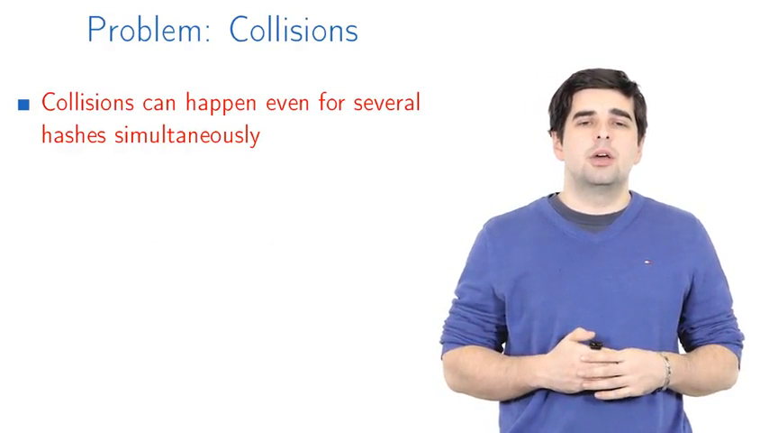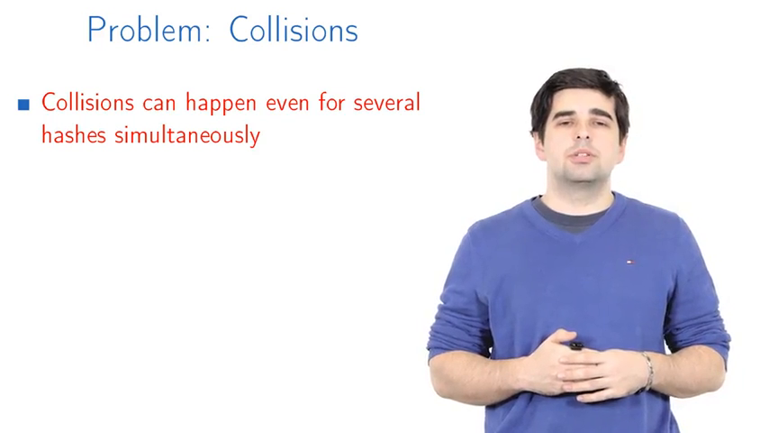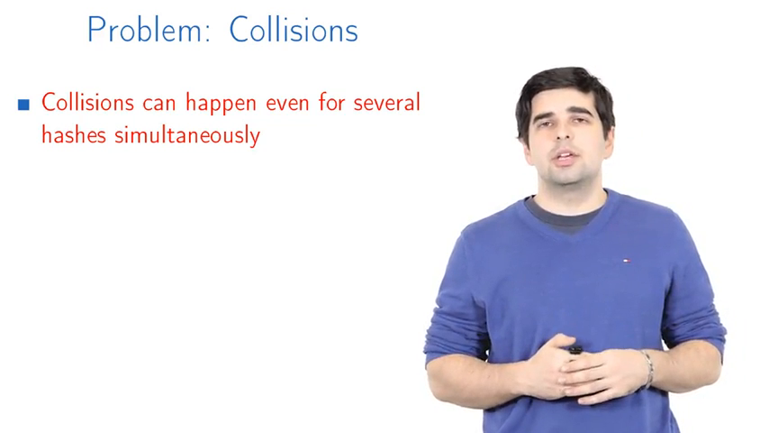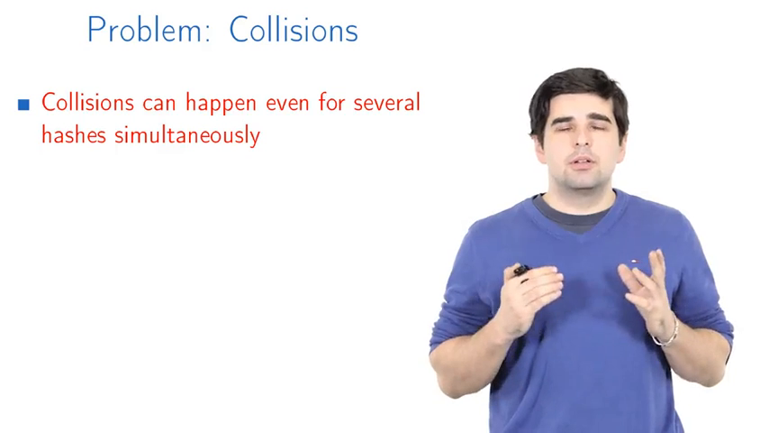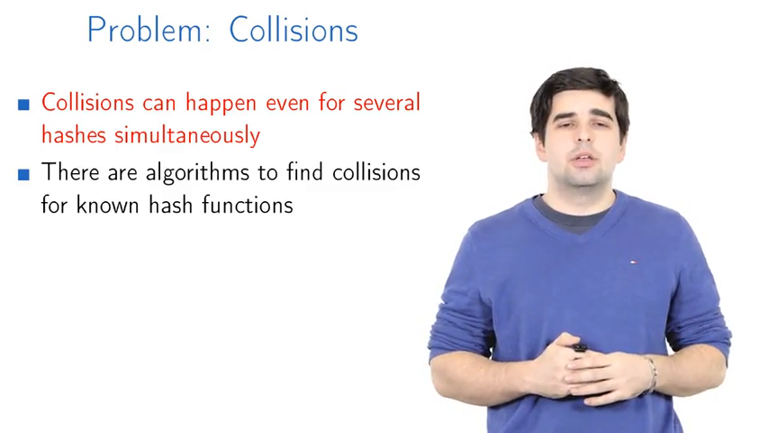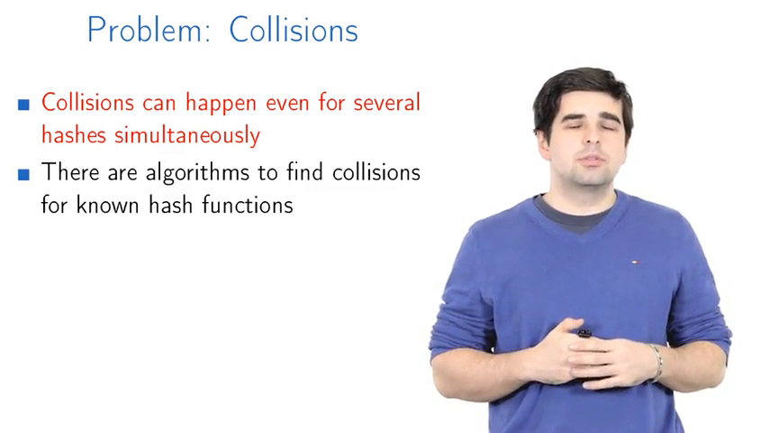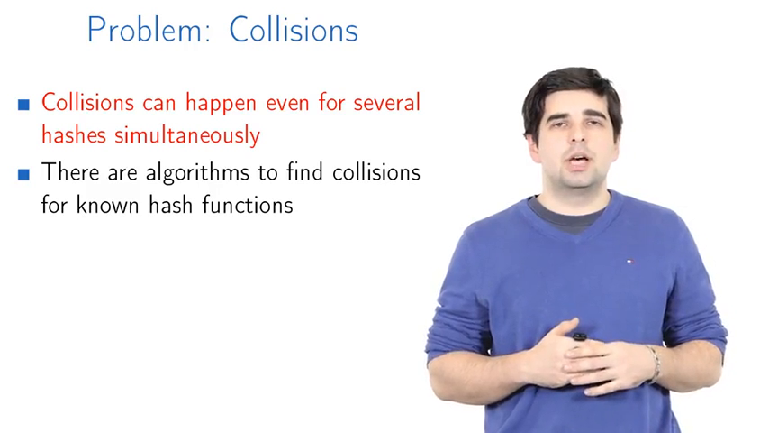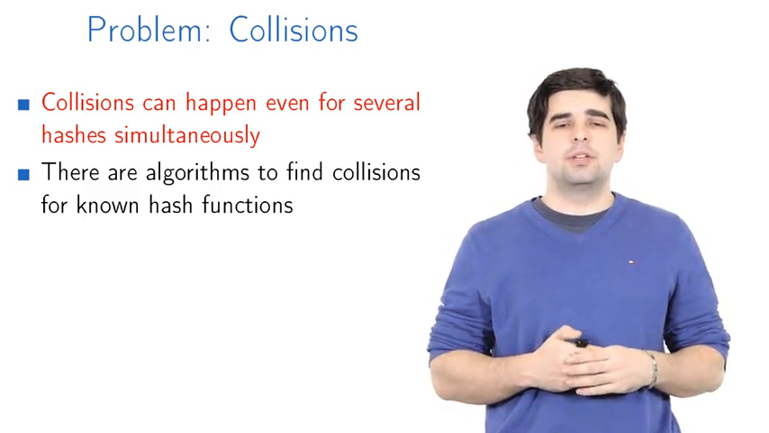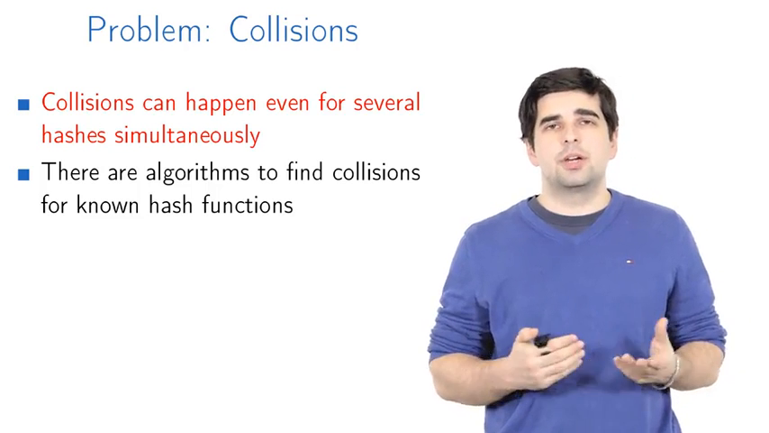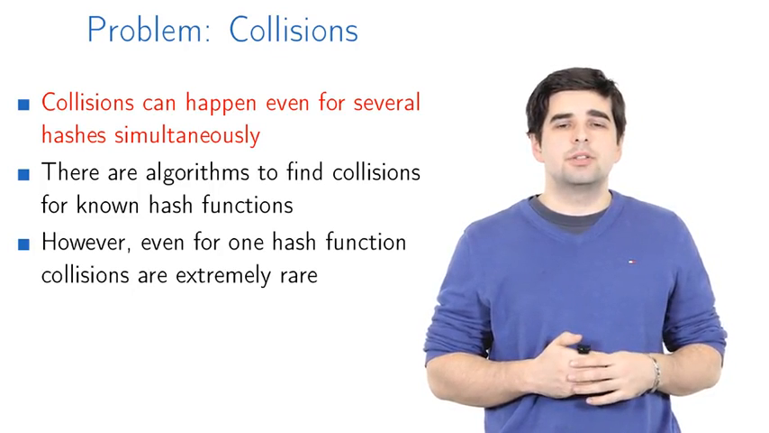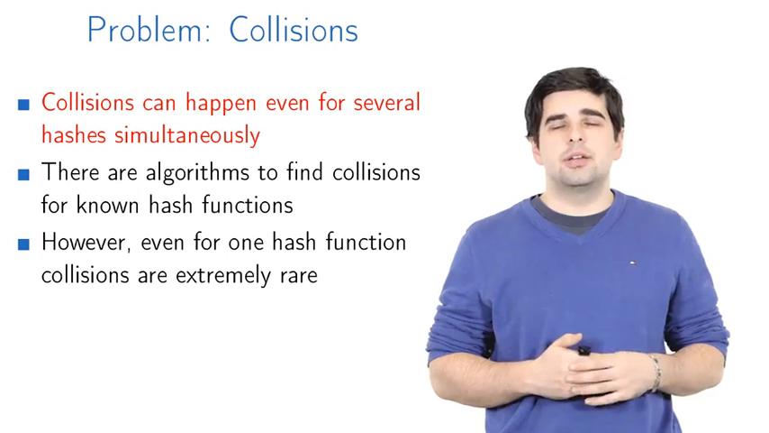Well, of course, there is a problem with collisions, because collisions can happen even if you have several different hash functions. Still, there can be 2 different files which have the same set of hash values even for several hash functions. And there are even algorithms which on purpose find 2 different files which have the same value of a given hash function, if you know for which hash function you are trying to find a collision. However, for hash functions used in practice, collisions are extremely rare and hard to find.